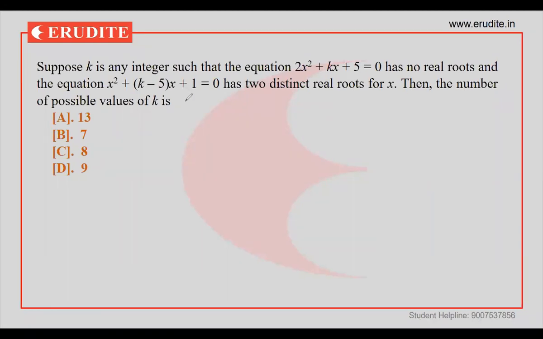Hello everyone. So we are going to discuss this question. This question came in CAT 2022, slot 3. They're saying that suppose k is an integer such that this quadratic equation has no real roots and this quadratic equation has two distinct real roots.